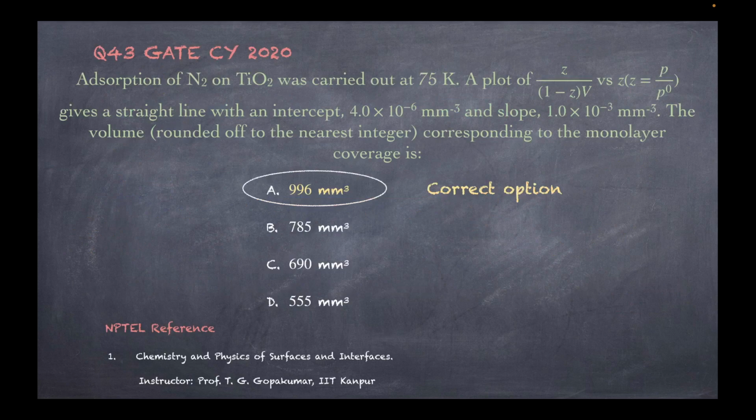So let's get back to the question here. We have to find the volume corresponding to the monolayer coverage. Using the BET isotherm, we got the value of V mono, the volume corresponding to monolayer coverage, as 996 millimeter cube. So option A is the correct option.